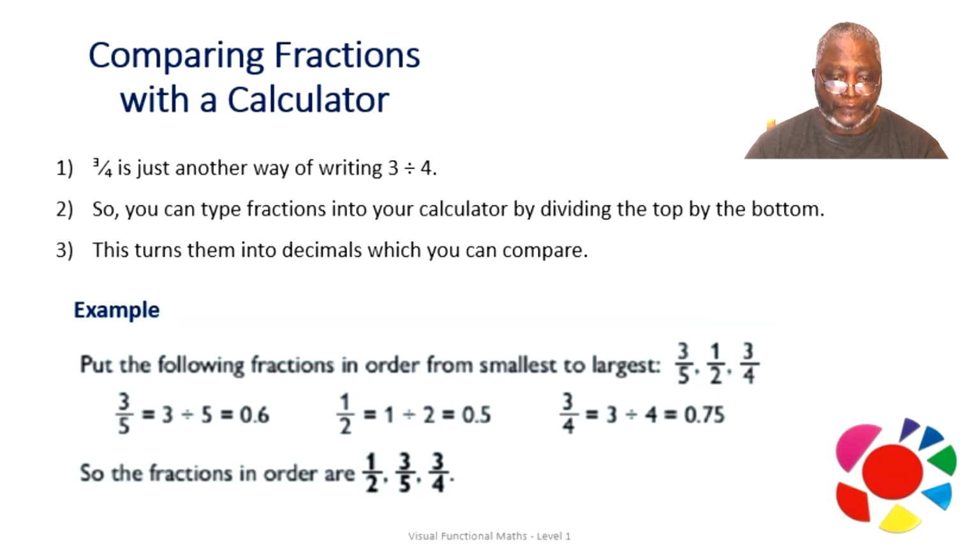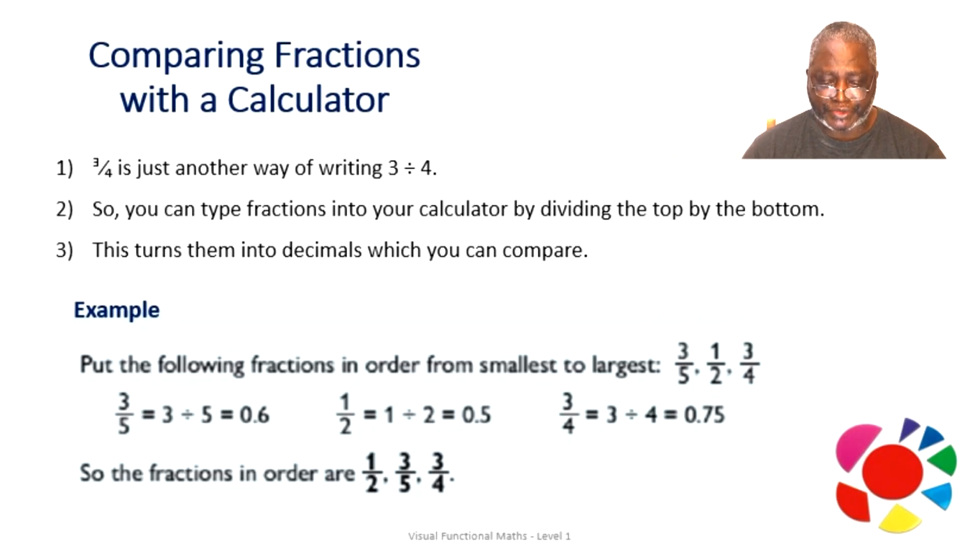Put the following fractions in order from smallest to largest: 3/5, a half, 3/4. Rather than finding a common factor, just put it in your calculator and press enter. And hey presto, you've got your answers. 3 divided by 5 is 0.6. 1 divided by 2 is 0.5. 3 divided by 4 is 0.75. You can easily compare them.